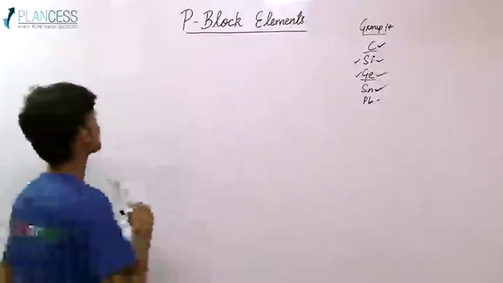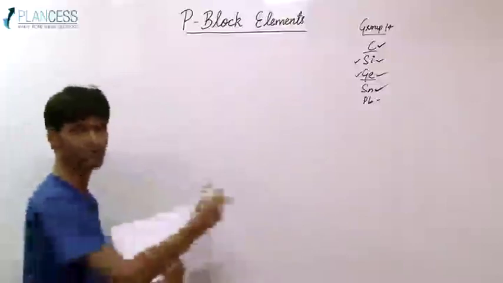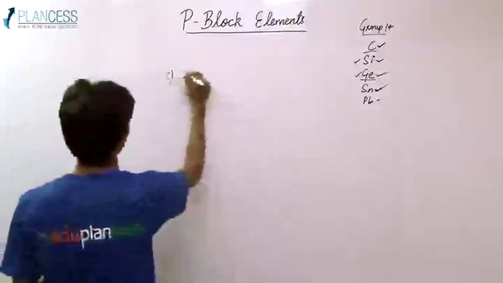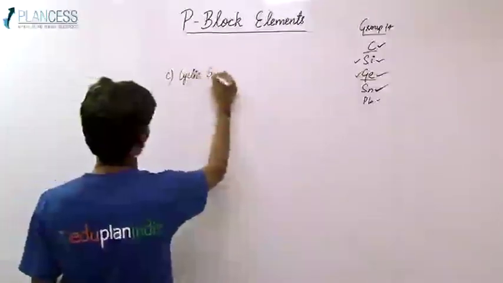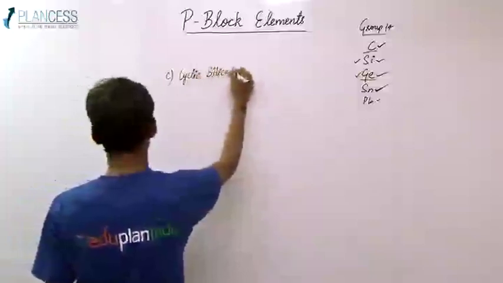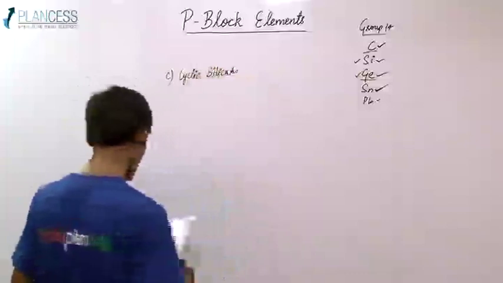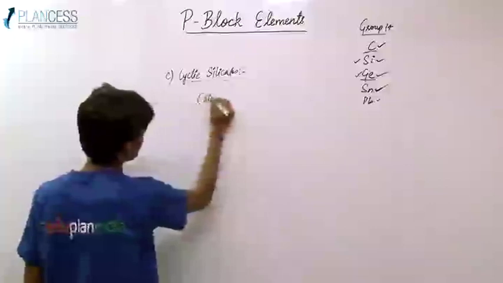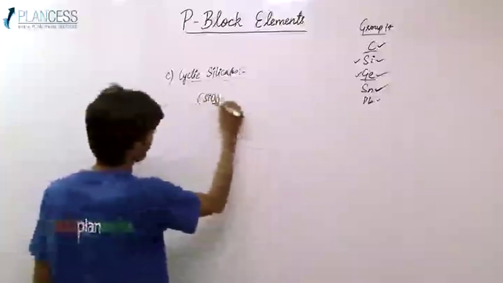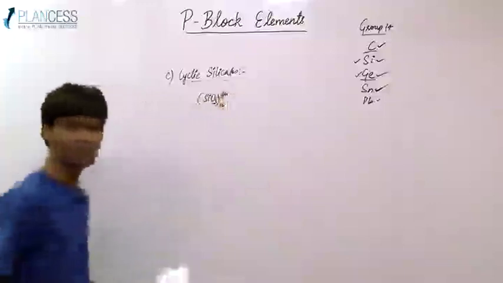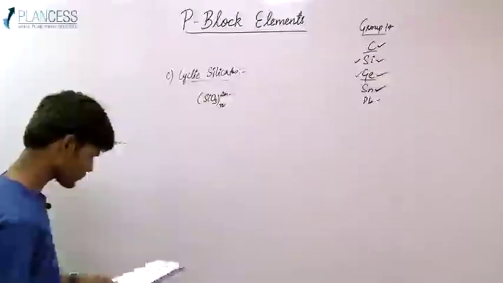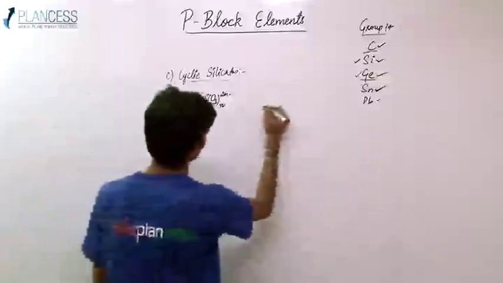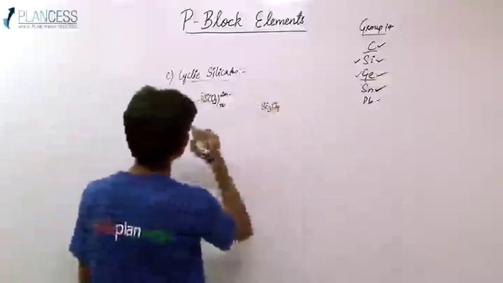The next I am talking about is the cyclic silicate. In orthosilicate no oxygen was shared. In pyrosilicate 1 oxygen was shared. In case of cyclic silicate 2 oxygen atoms are shared, and the general formula in this case would be SiO3 to the 2n minus. This is the general formula for this type of cyclic silicates. So for example, Si3O9 would be 6 minus.